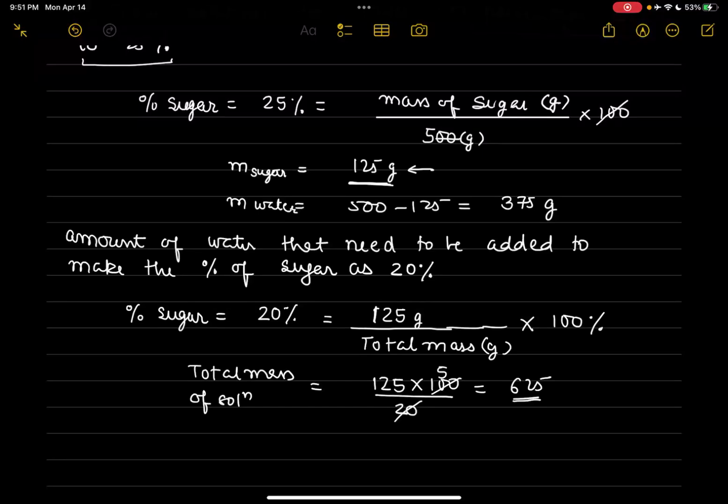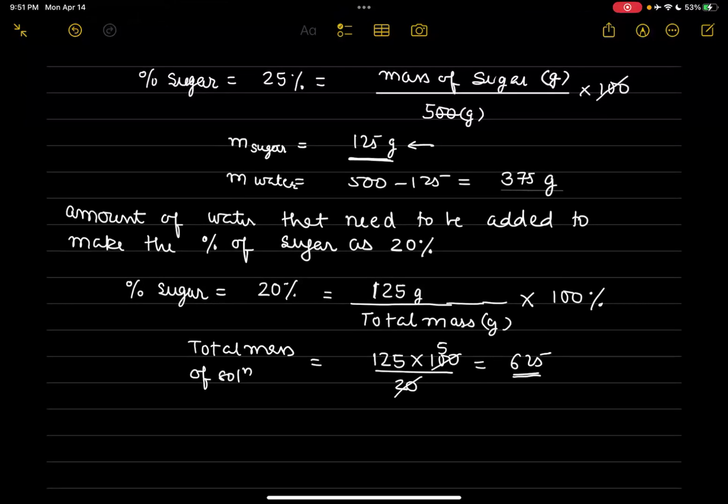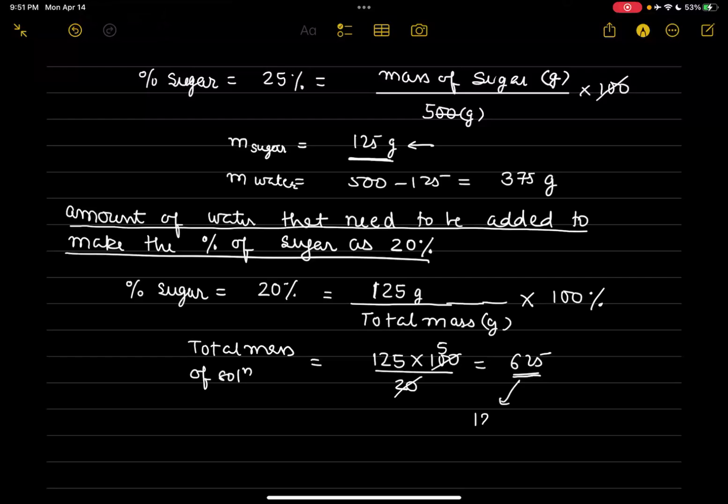water. And we know the sugar has remained same because in the question only it is telling how much extra water needs to be added to make the percentage of sugar 20%. You know the sugar is same, 125. So what should be the mass of water? 625 minus 125. It is 500 grams.